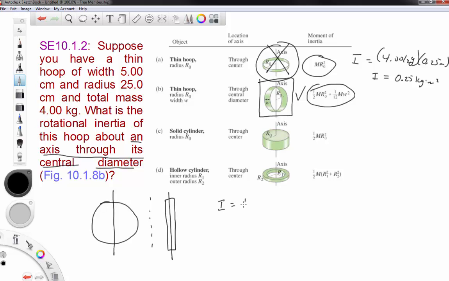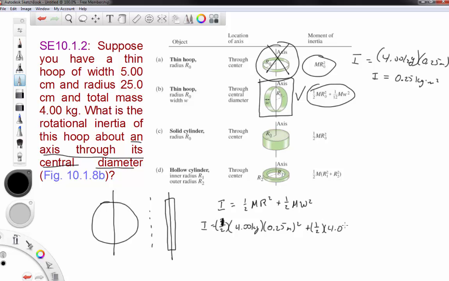So the moment of inertia is 1/2 of mr squared plus 1/12 mw squared, where w is the width, r is the radius. So this moment of inertia, therefore, is 1/2 times the mass, which is 4.00 kilograms, times the radius squared. The radius squared would be 0.25 meters squared. So in other words, this term right here actually should be equal to this part. And then to that, we're adding another 1/2 times the mass.